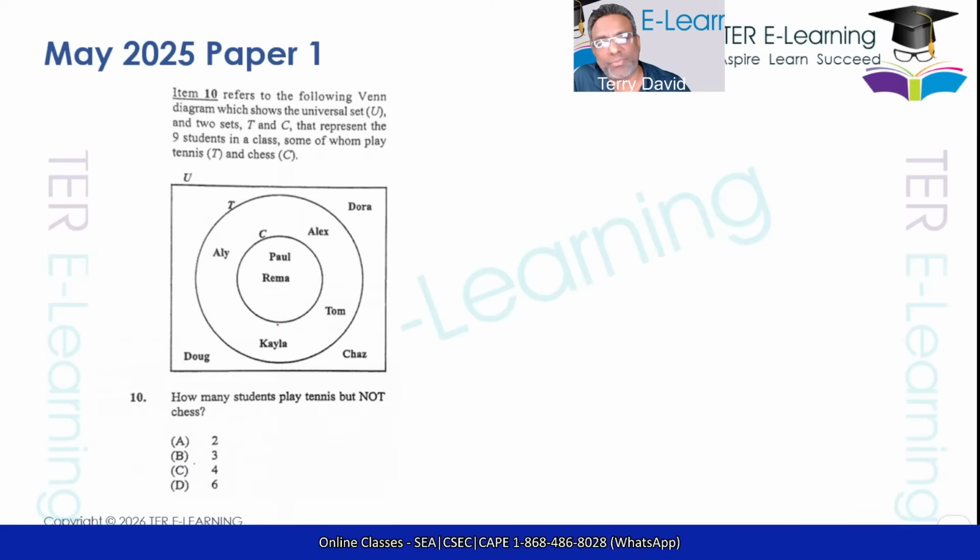Okay, this is the same question as before. So we have Ali, we have Alex, we have Tom, we have Keela. So that's 4 of them. The answer is C.